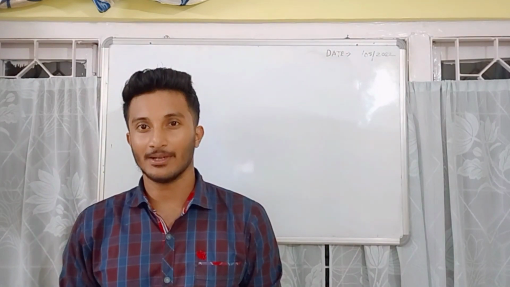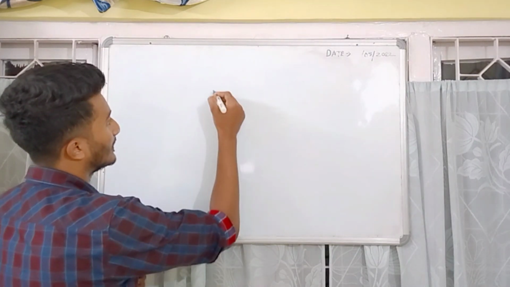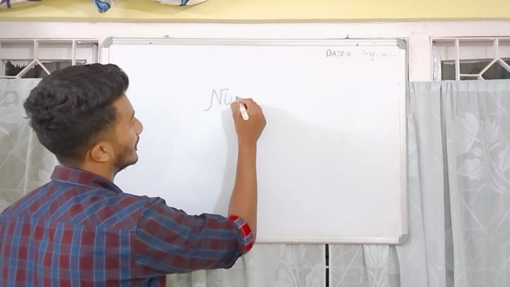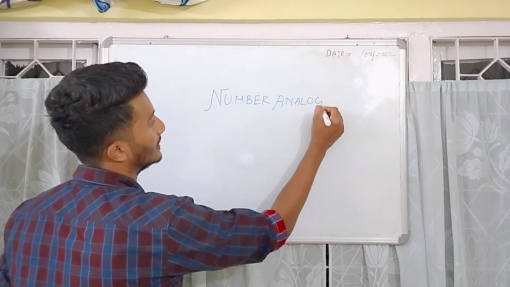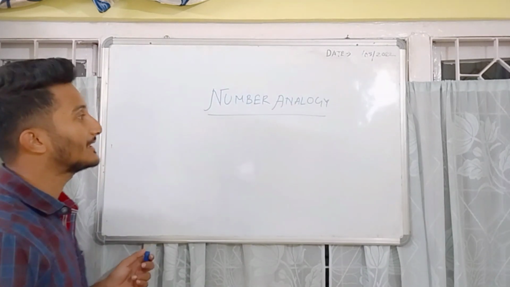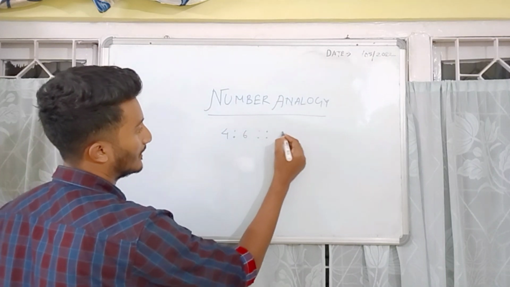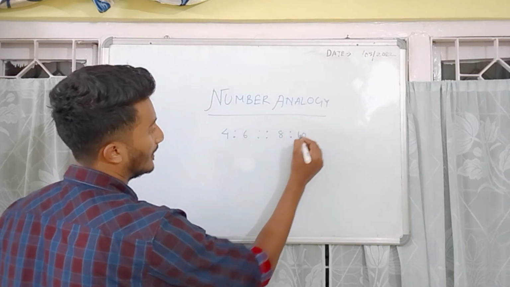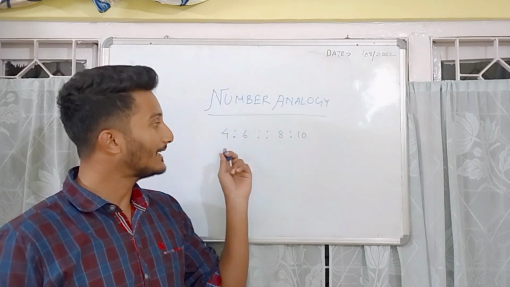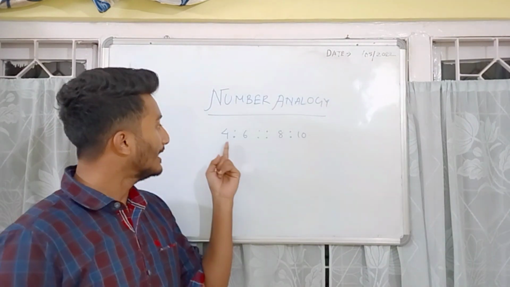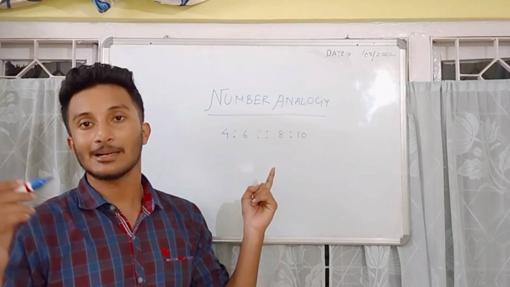Now we are going to discuss number analogy. For discussing that, let us take an example. First of all, let us write down the topic: number analogy. Suppose these are four numbers which are in a series, or you can say which are predicted to be in an analogy. We have to check whether this is in analogy or not. We get such questions in entrance examinations and competitive exams.